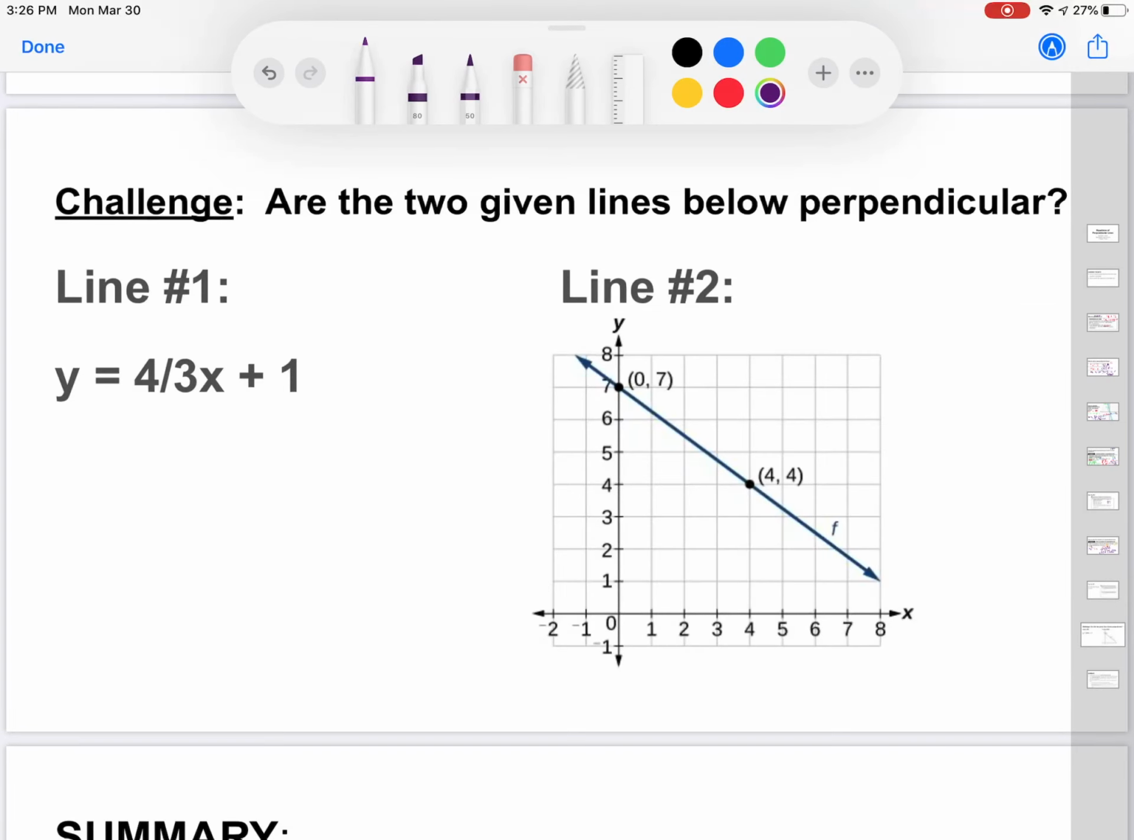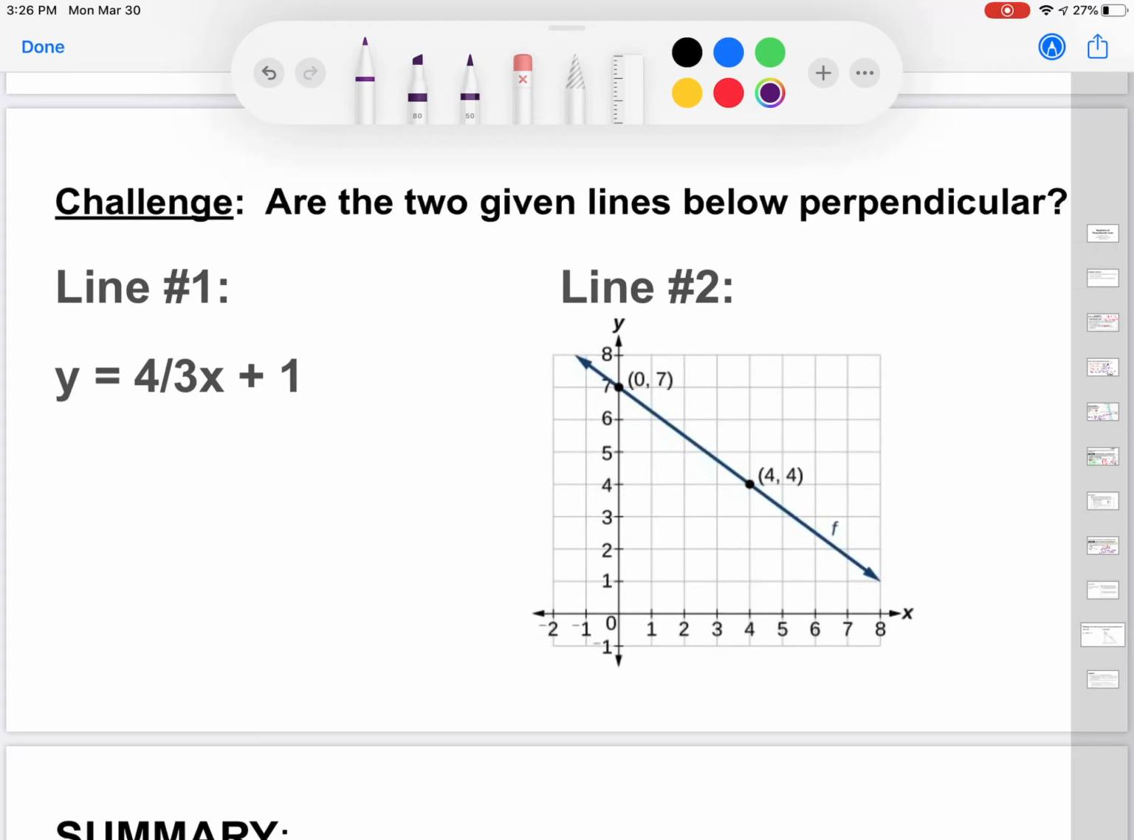Okay, guys, this is our last problem of the lesson, and it's sort of a challenge problem. These two lines are given in different forms. We have line number 1, that is given in slope-intercept form, so we have the equation of the line, and line number 2 is given in graphical form, so we have the graph of the line. But are we going to let that hang us up?